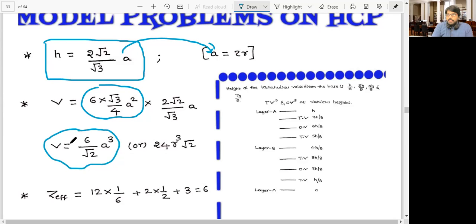In case of a cubic unit cell, the volume was only a cube, but here the volume of the HCP unit cell is 6 by root 2 times a cube. Otherwise, if you substitute r in place of a, you'll get this expression. These things can be done spontaneously.